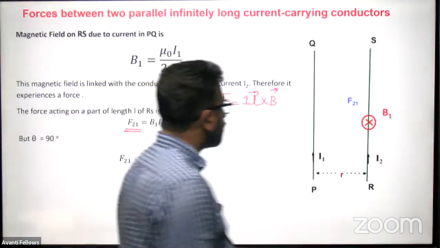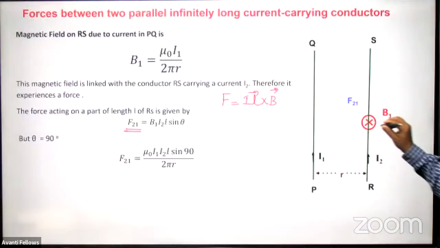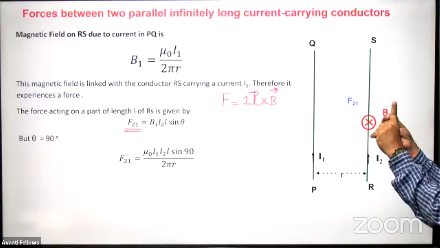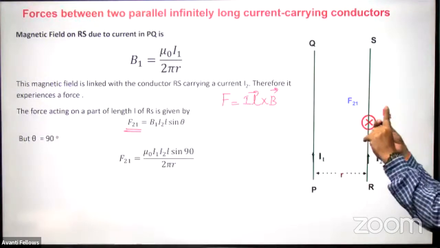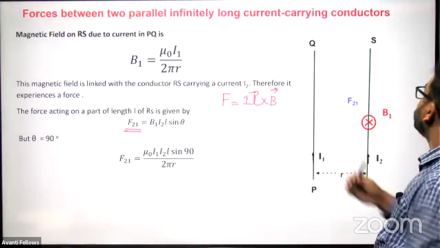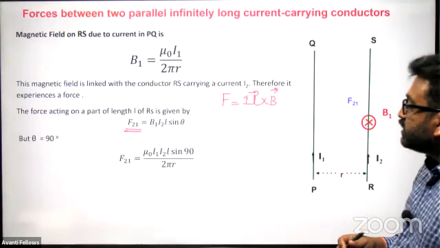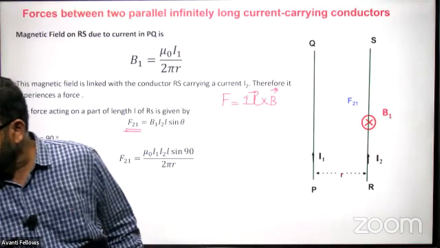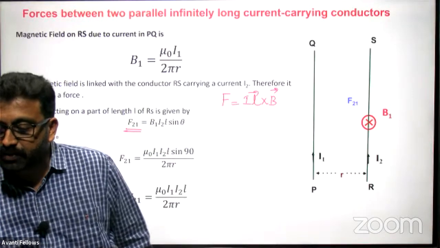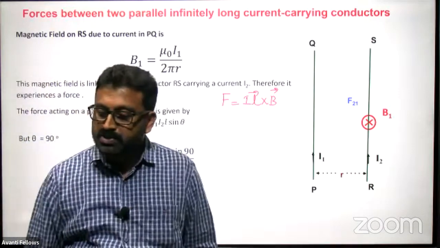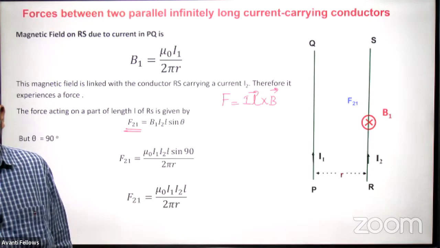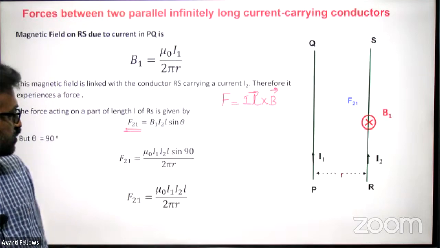B is inward and IL is upward. So inward, upward, so this angle will be 90 degrees. So sine 90 is 1, so we can drop this. And we get an equation F21 equals mu 0 I1 I2 L divided by 2 pi r.